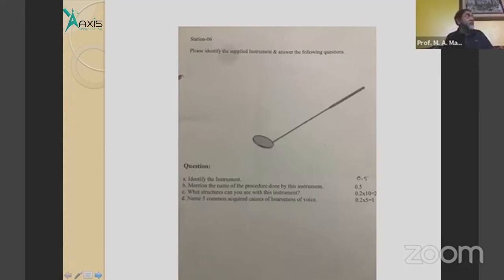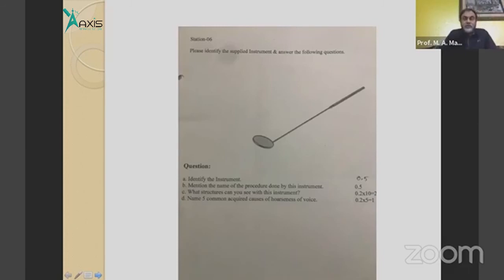This is another mirror actually. It's called laryngeal mirror. So identify the instruments. Laryngeal mirror is straight. The PNS mirror is curved, but this is straight. Okay. Mention the name of the procedure done by this instrument. Indirect laryngoscopic examination. So its name is indirect laryngoscopy, IL.